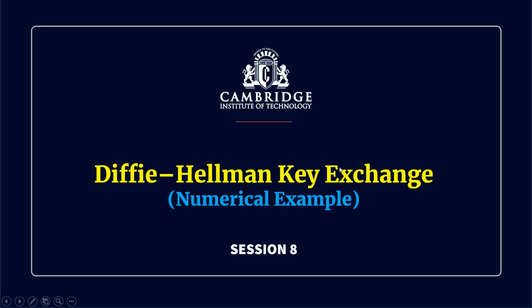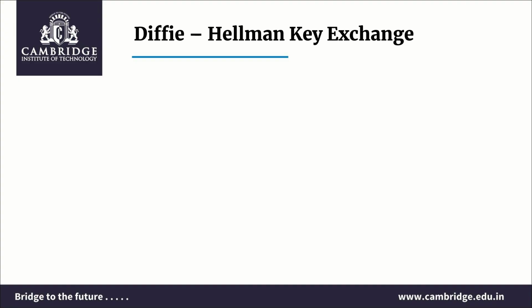In this session, we are going to look into one numerical example with respect to Diffie-Hellman key exchange. As you know, with respect to Diffie-Hellman key exchange, we need to consider public parameters, right? So, what are the public parameters that we are considering? One is the prime number, and the other one is the primitive root of it, right?